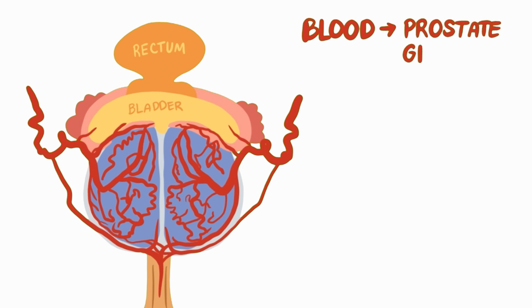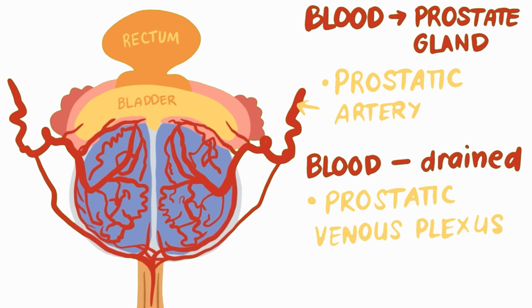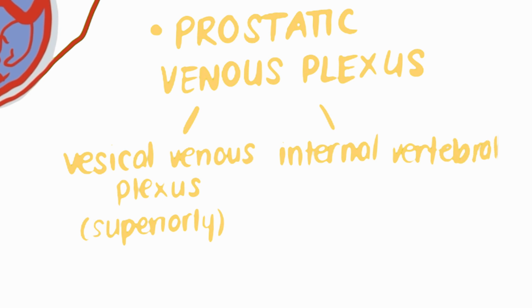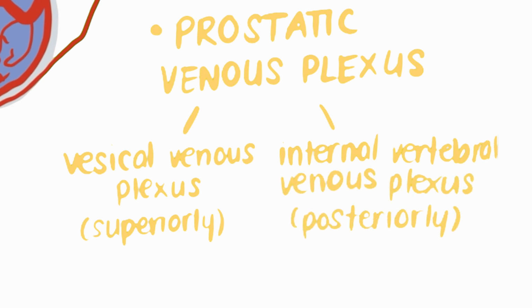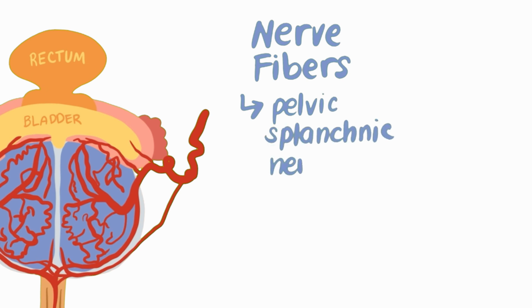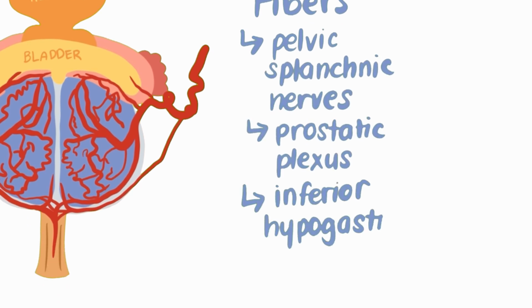Blood is supplied to the prostate gland by the prostatic artery, while blood is drained mainly by the prostatic venous plexus that connects to the vesical venous plexus superiorly and internal vertebral venous plexus posteriorly. Nerve fibers of the prostate are from the pelvic splanchnic nerves by way of the prostatic plexus, which receives its fibers from the inferior hypogastric plexus.